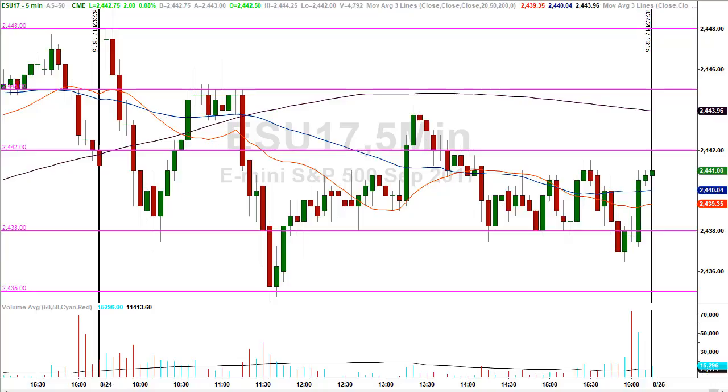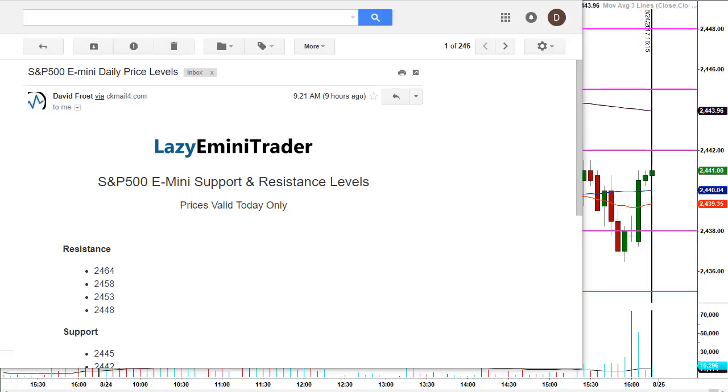In the S&P 500 E-mini contract, I provide support and resistance to traders that want them. I send them out right before the opening bell. The second way is traders have an opportunity to take my course at LazyEMiniTrader.com, and within the course, among a lot of other things, is everything we're going to discuss in this video, but in great detail, and secondly, how to derive these support and resistance areas on your own. Here's a snapshot of what's sent to traders right before the opening bell.